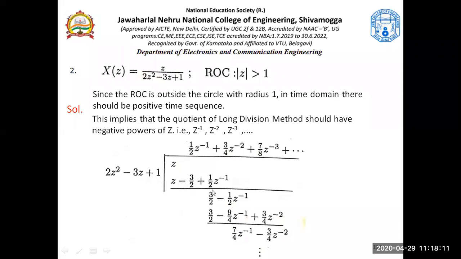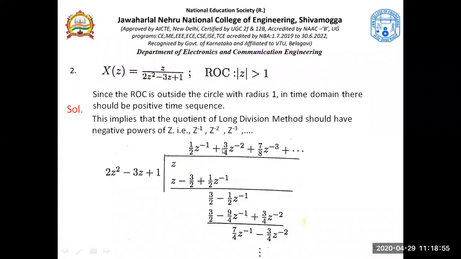Now 3 by 2 needs to be cancelled. So how can I make this first term 3 by 2? See here, this Z square needs to be eliminated first. So for that you need to multiply Z to the power minus 2. Then I want this to be 3 by 2. So 3 by 2 means I need to have 3 by 4, because in the denominator I need 4.